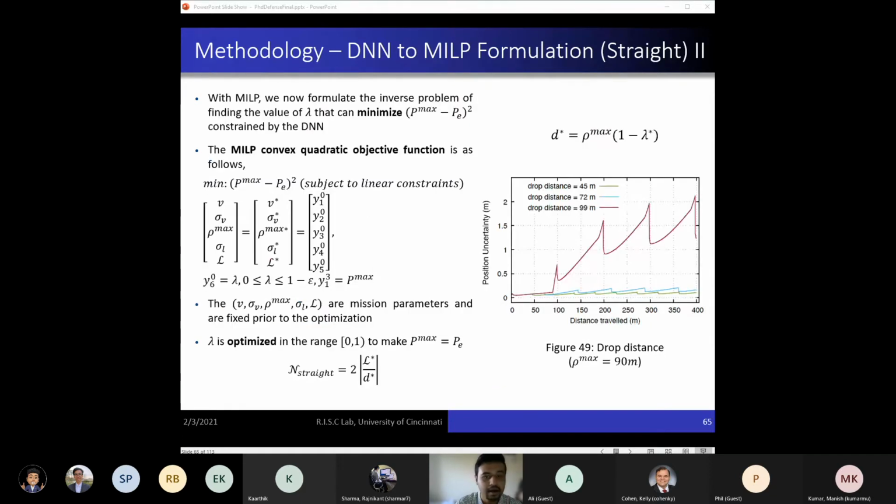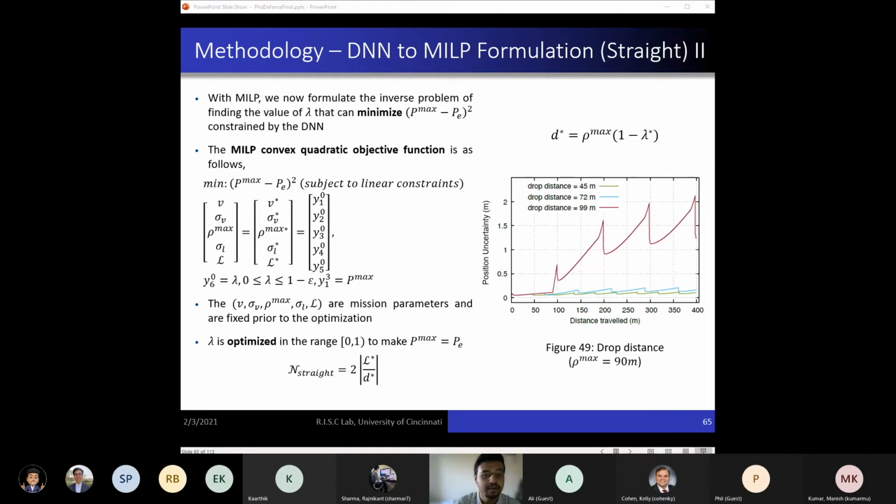Now, using the MILP, we find the value of the overlap percentage, or lambda, that minimizes the cost P max minus PE square. For a given vehicle and a set of sensors, usually the parameters such as forward velocity, maximum sensing range, and the noises are predetermined. Hence, they are kept constant. We change the lambda to minimize the MILP cost. The optimal drop distance gives us the number of landmarks required to be carried for the straight case, or N straight.